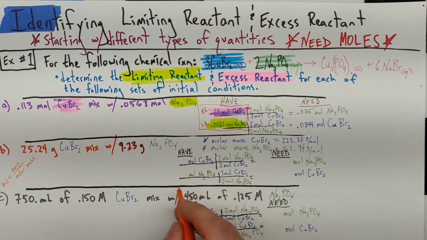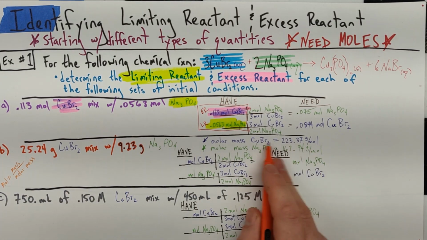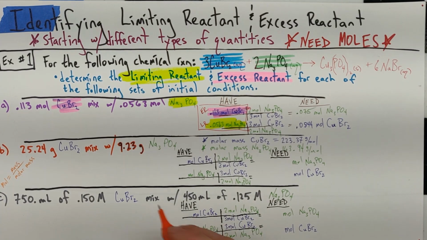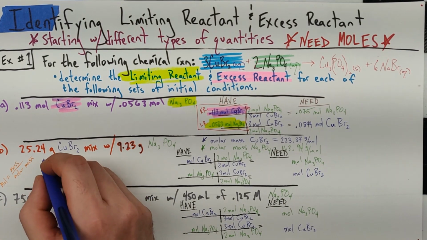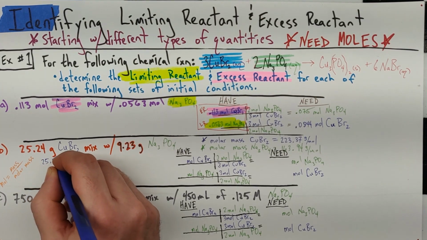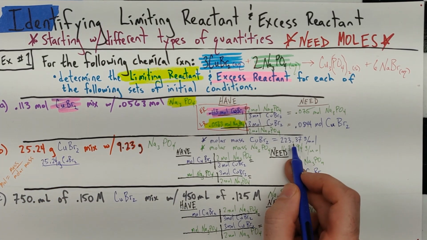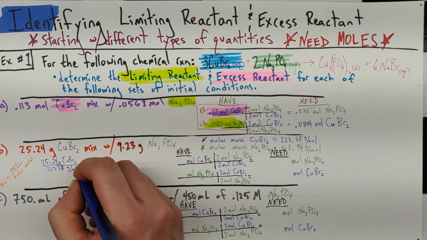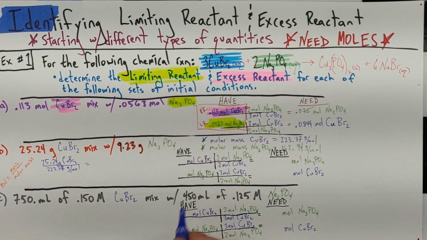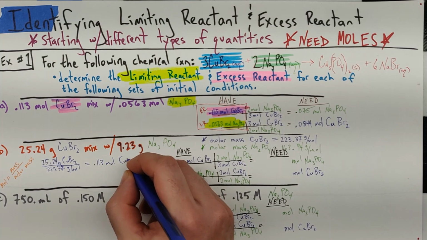So for each of these over here, we're going to take the masses that are given divided by the molar masses that I supplied in this particular case. You could add them up and get them, but I saved you some time. So for the first one, we have 25.24 grams of copper bromide, and we're going to divide that by 223.37 grams per mole. And by no coincidence, we end up with 0.113 moles of copper 2 bromide.